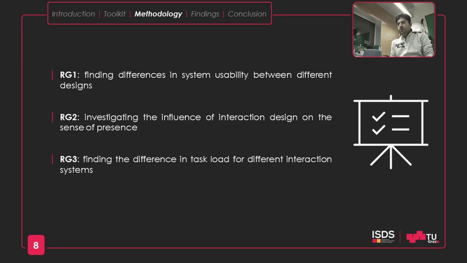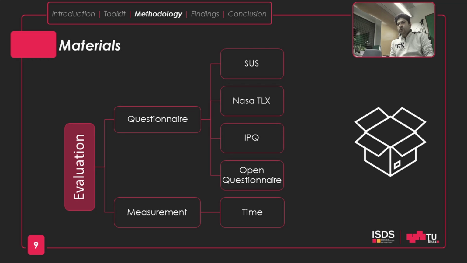To evaluate the feasibility and performance of our immersive questionnaire toolkit, we conducted a user study by integrating the toolkit in a VR environment. Accordingly, the critical research goals for this study are finding differences in system usability between different designs, investigating the influence of interaction design on the sense of presence, and finding the difference in task load for different interaction systems.